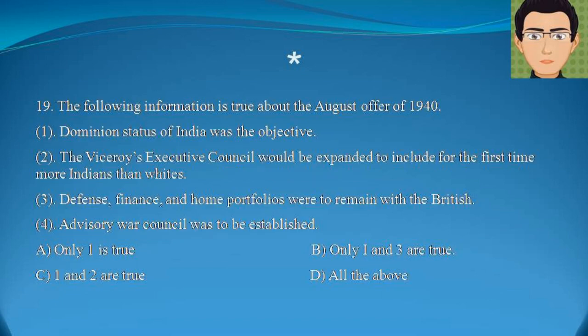Question number 19. The following information is true about the August offer of 1940. 1. Dominion status of India was the objective. 2. The Viceroy's Executive Council would be expanded to include for the first time more Indians than whites. 3. Defense, finance and home portfolios were to remain with the British. 4. Advisory War Council was to be established. Option A, only 1 is true. Option B, only 1 and 3 are true. Option C, 1 and 2 are true. Option D, all the above. Answer is D, all the above.